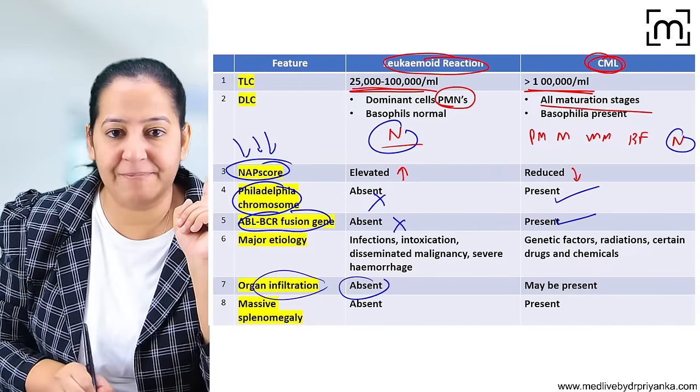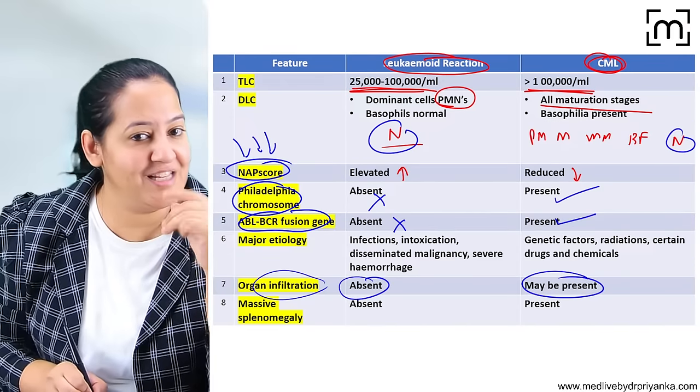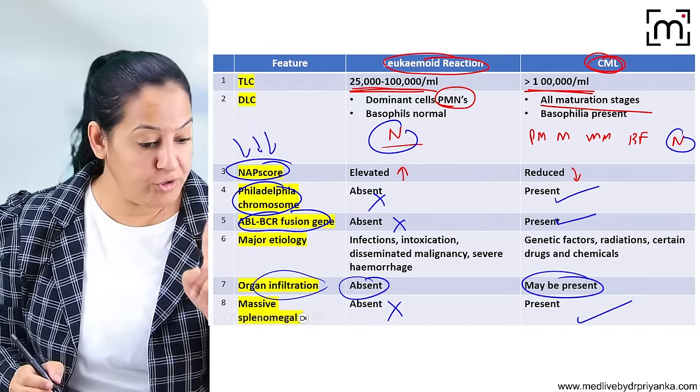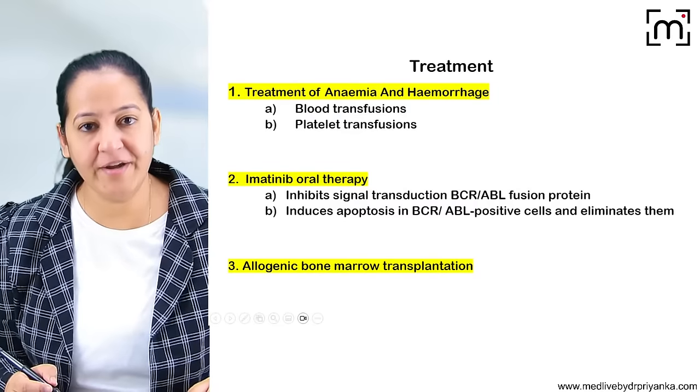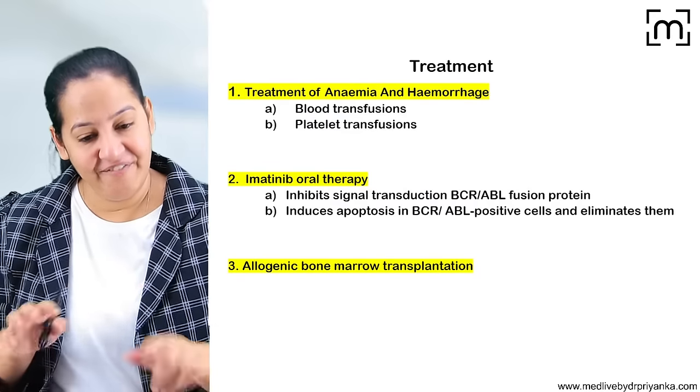Here organ infiltration is absent. Here also absent, but sometimes may be present. Here splenomegaly is absent. Here it's present. I told you the reason for the splenomegaly also. Got my point? How many of you got it? We are done with CML.